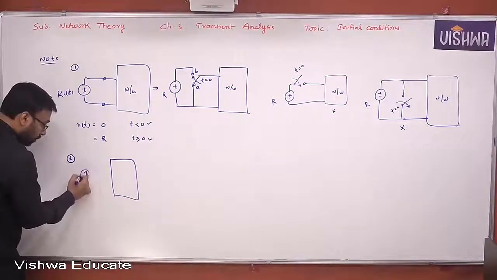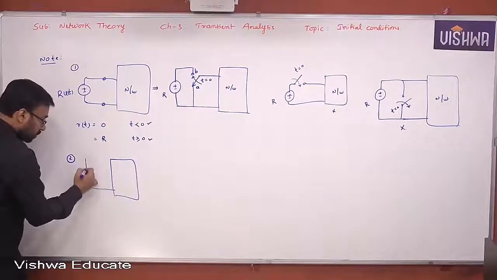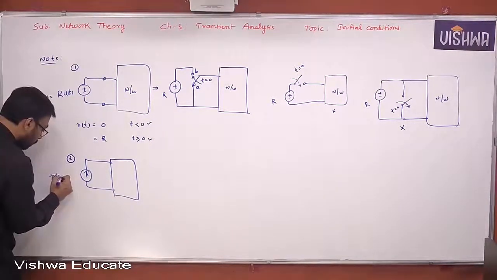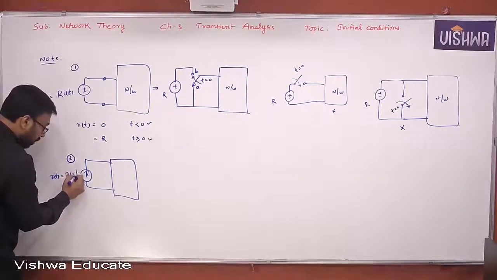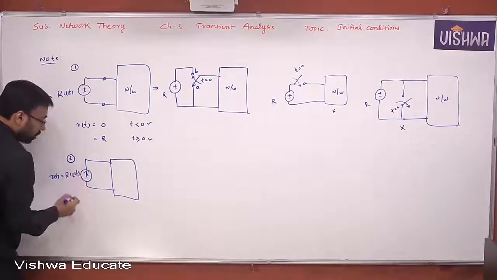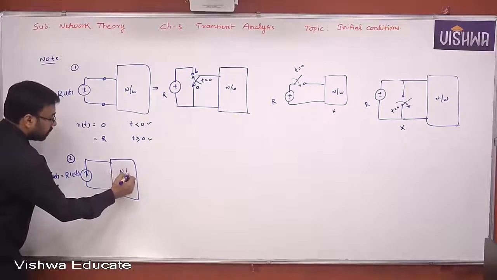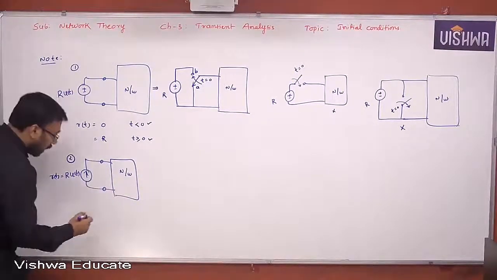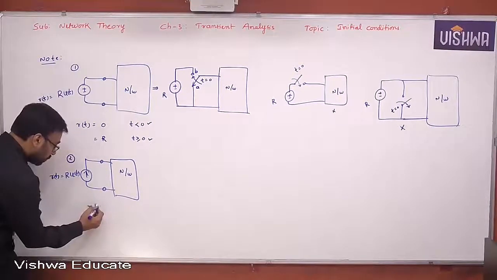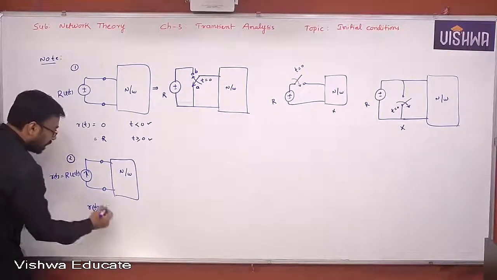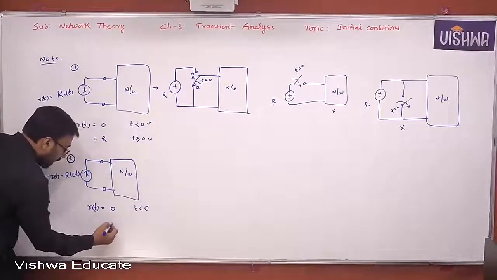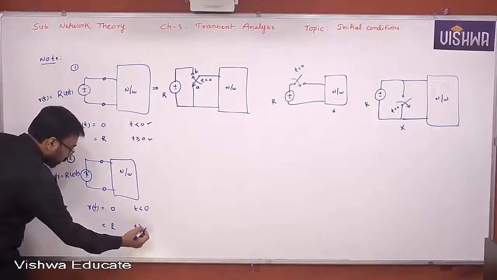current source. R is equal to capital R U of t. Okay, is a network. R of t is equal to, what is this now? 0 for t less than 0, capital R for t greater than or equal to 0.